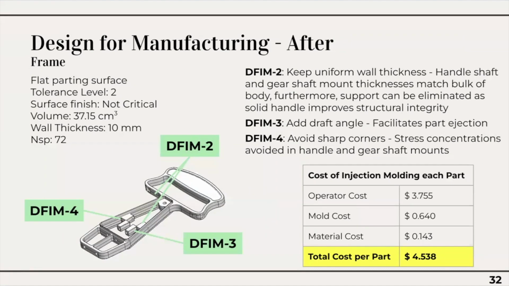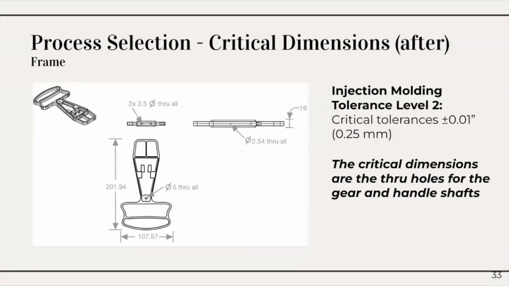DFM 2 was used to keep uniform wall thickness. Notably, the structural supports by the handle were removed due to the implementation of a solid handle, and shaft supports were made to be uniform with the bulk of the material as far as thickness. Furthermore, using DFM 3, draft angles were added where applicable to facilitate part ejection. Finally, using DFM 4, sharp corners were removed to avoid stress concentrations around the handle and gear shaft mounts. This brings the overall cost of the frame down to $4.538 per unit. Finally, as you can see, the overall dimensions of the base are unchanged and the critical dimensions and tolerances remain the same as before.